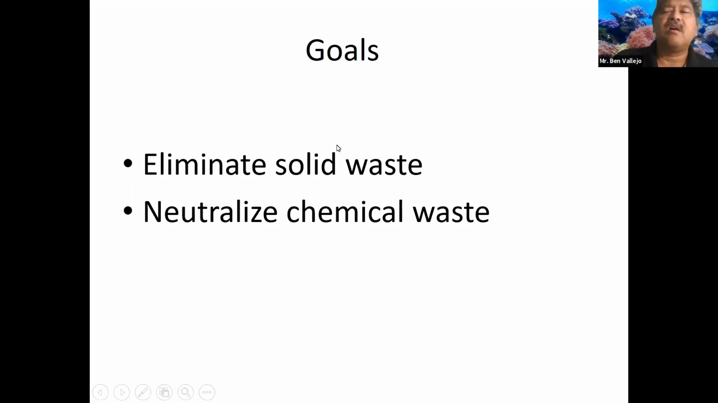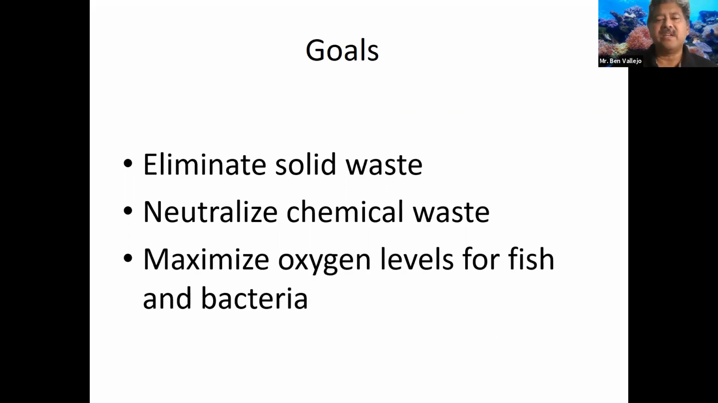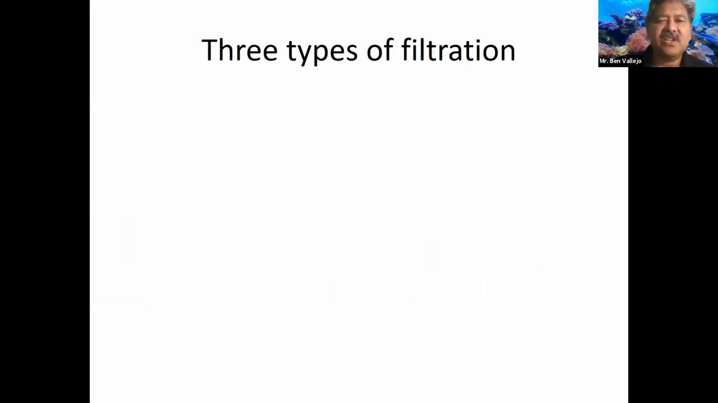Now, when you eliminate the solid waste, that's biological, the bacteria are going to do it, but it's also when you're just getting a chunk out and scooping it out, your filter will do that. So we call that mechanical filtration. So this represents all the types of filtration in a fish aquarium filter. Eliminating solid waste is a type of mechanical filtration. Neutralizing chemical waste is a type of chemical filtration, and maximizing oxygen levels for fish and bacteria, we're going to do that with a bubbler, as you're going to see in just a moment.